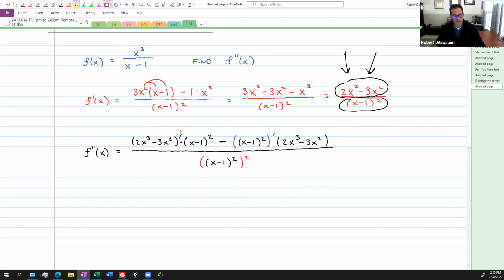What do you all think about the yellow? Are you going to have any issues with that derivative? Shouldn't, right? This is just power rule. You can do them individually. That should be okay.